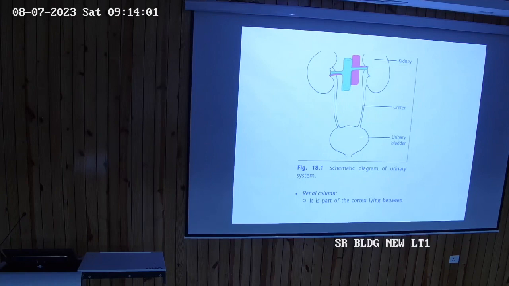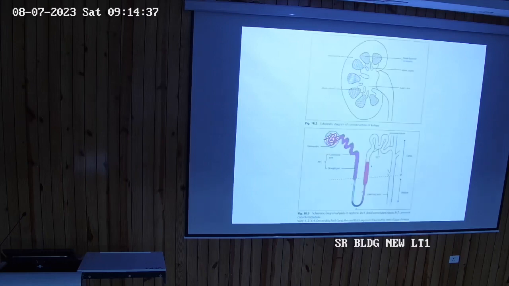Now I am telling you about the pictures. If we take the sagittal section of the kidney, I will also show you in the dissection hall the cross section of the kidney. When we see the sagittal section, we find that the kidney is divided into two parts: the outer cortex and the inner medullary part. Look at this diagram. This is the cortex part and this is the medullary part.